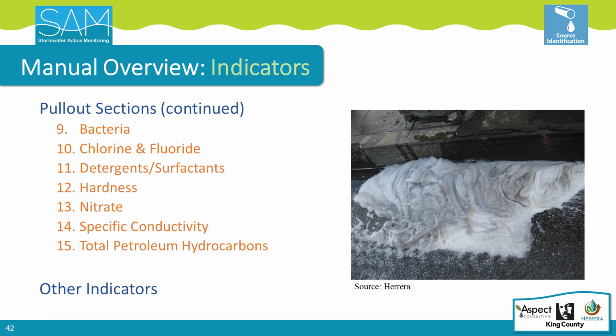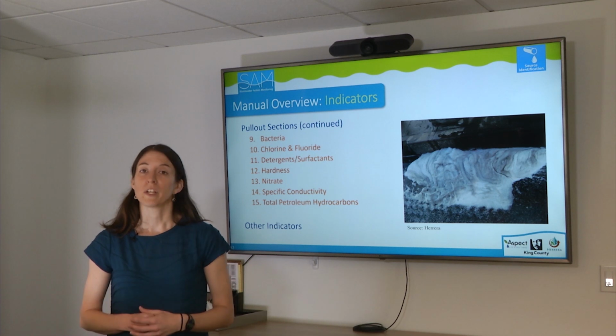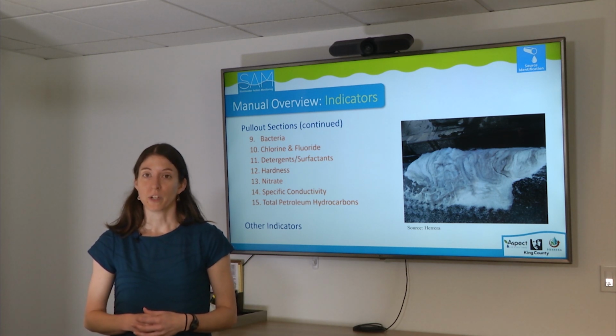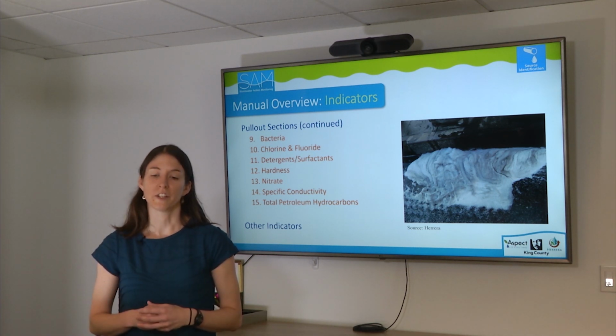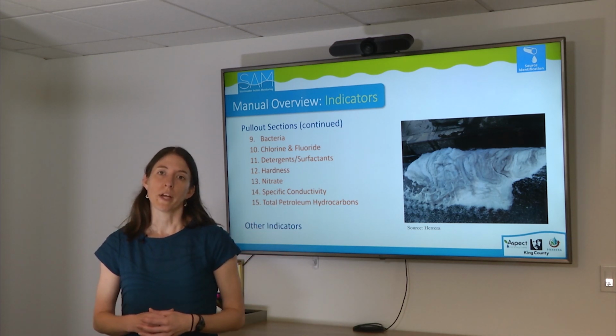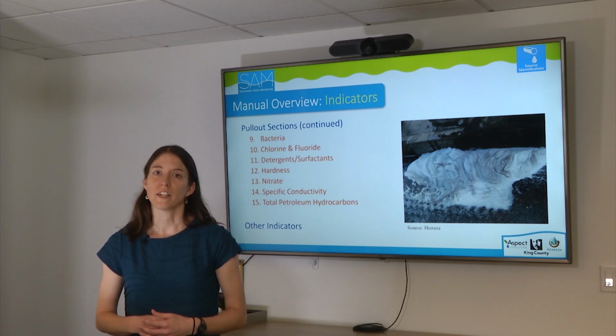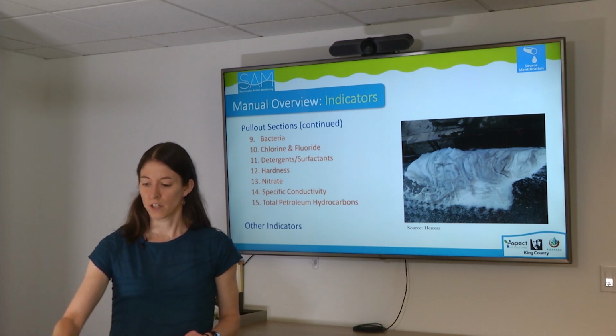And then we also have additional indicators which are called follow-up indicators. Those start with bacteria and run through our new total petroleum hydrocarbons section. And then at the end, we have other indicators. There's a pretty large table at the end of the section where there's a lot more content on some potential other indicators you could use. But really, these 15 we have listed here and have included in the manual are the top indicators that are most frequently used. So we provided additional detail on how you would evaluate those.